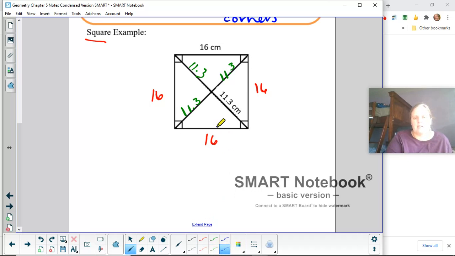Now, because the diagonals are perpendicular bisectors, we have 90-degree corners happening right where the diagonals bisect each other. And then finally, because of this right isosceles triangle, each of these corners, which total 90, are getting split in half to be 45 degrees.